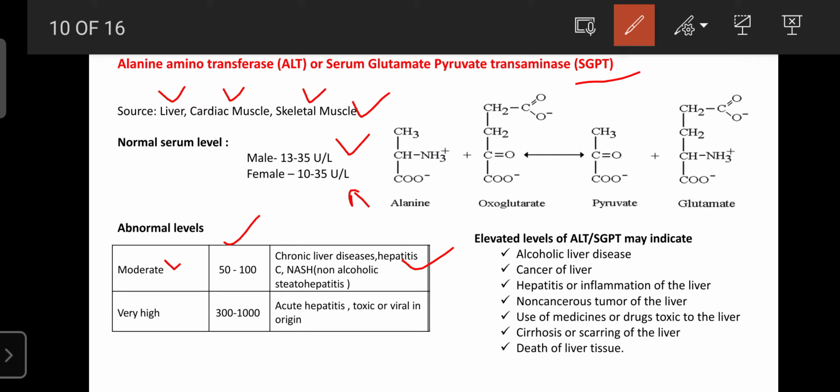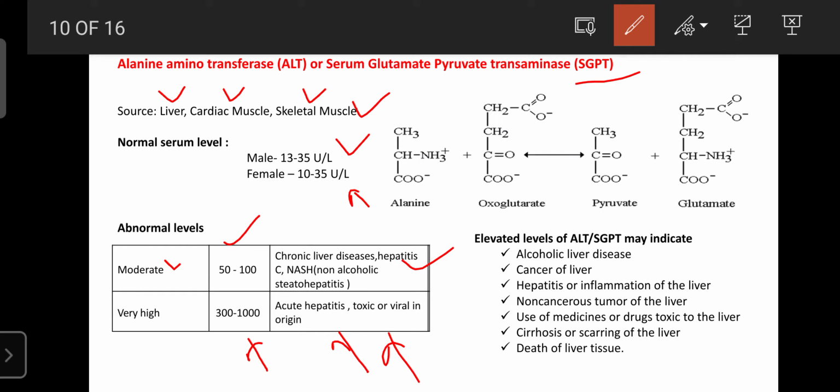Then if the level is increased to 300 to 1000 units per liter, it is considered a very high abnormal level. That can indicate acute hepatitis, toxic or viral infections of our liver. So at that time, the ALT or SGPT level is 300 to 1000 units per liter.